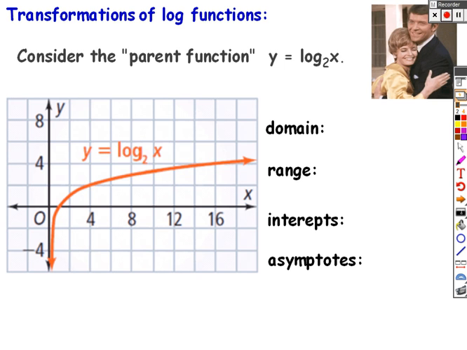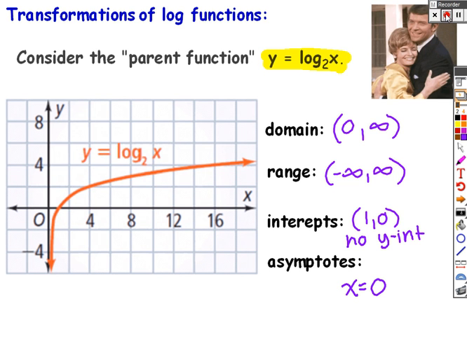So now consider the parent function y equals log base 2 of x, which is graphed for you. Pause the video, see if you can fill in the domain, range, intercepts, and asymptotes. So pause the video. Now you should have found that this graph actually has the same domain, range, x-intercepts, and asymptotes as the function y equals log base 3 of x that we just graphed.